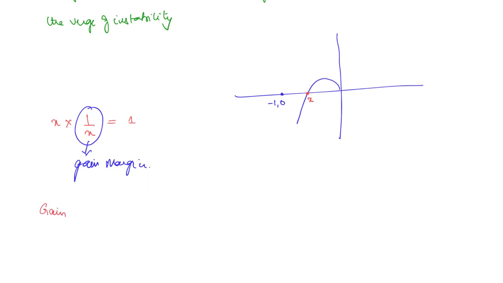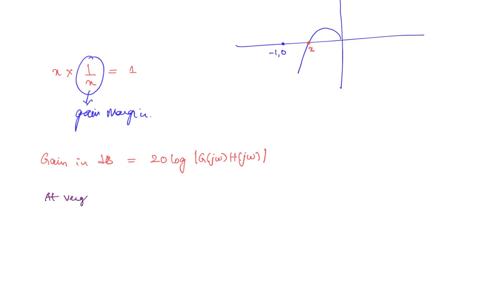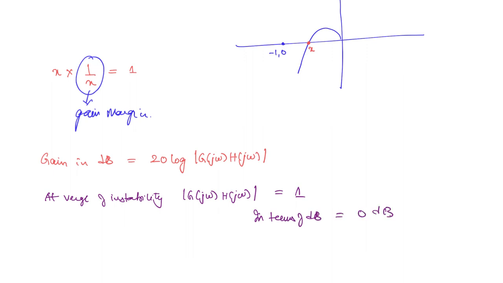Now what about in the case of dB? The gain in dB is written as 20 log mod G of j omega H of j omega. So we are taking the log of the magnitude and then multiplying by 20. This is for the ease of mathematical analysis. Now what will happen at the verge of instability? At the verge of instability, the magnitude of G of j omega H of j omega will be equal to 1. In terms of dB, it will be 0, because log 1 will become 0.